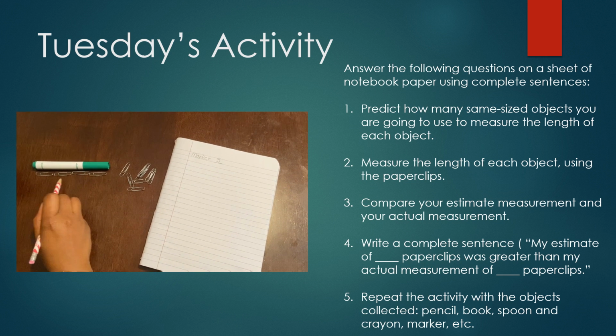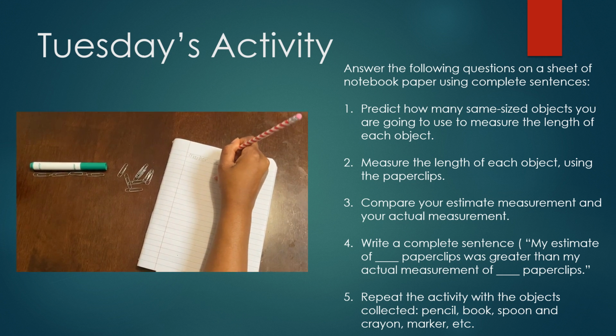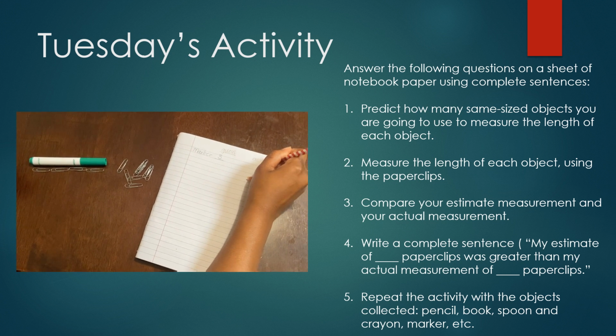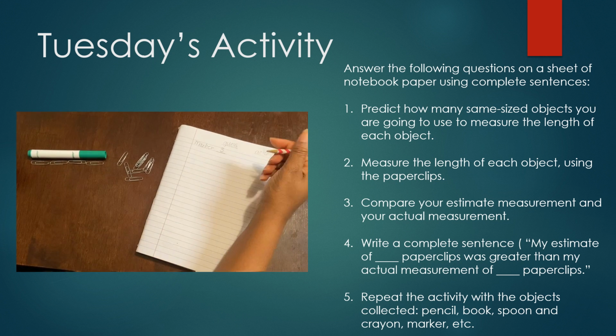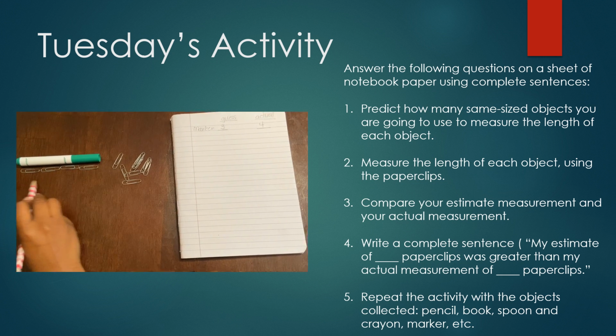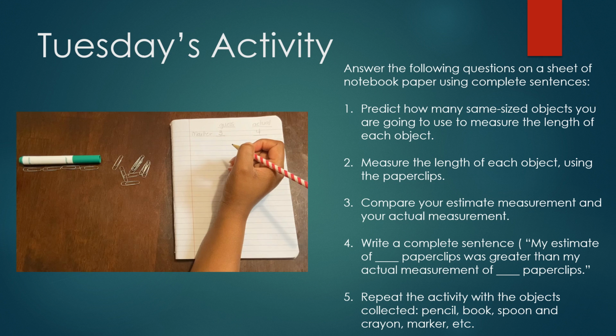From here, I can see the actual length. So here's my guess, and here's the actual length. The actual length is 1, 2, 3, 4 paper clips. So it's actually 4 paper clips long. Once you have the total amount, you're going to go down and write it in a complete sentence.